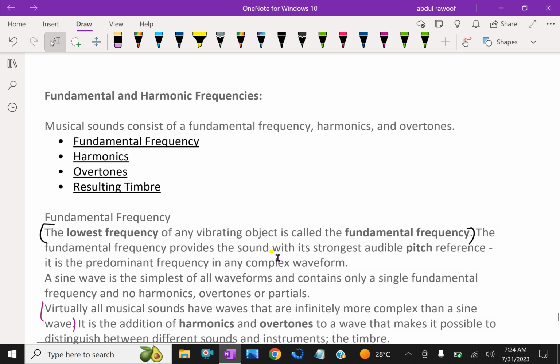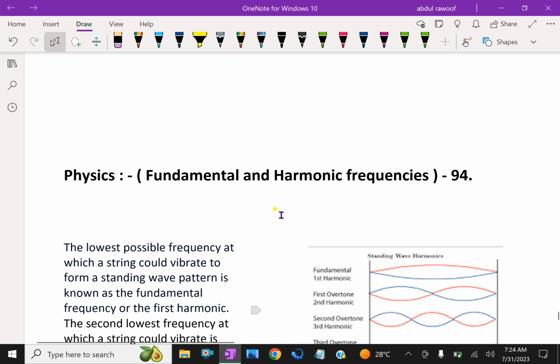Then we have done about fundamental and harmonic frequencies.